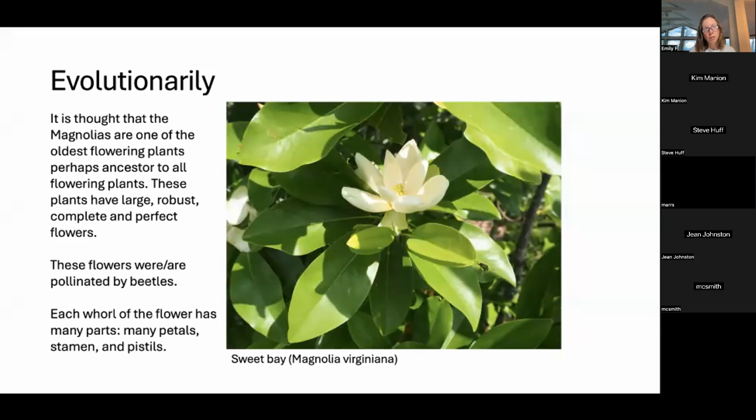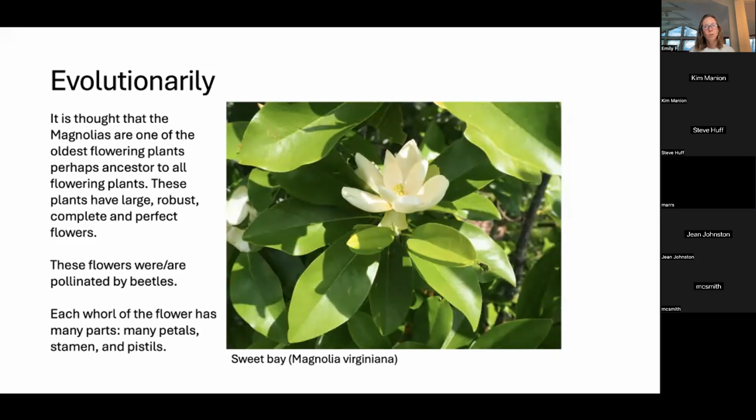There were only beetles for pollination. We did not have a lot of insect diversity at that time. So that's why our magnolias are so big. They're big and bowl shaped so that they can have a beetle land in them, walk around, move things where they need to go, and then move to another flower and do the same thing. And because this flower is evolutionarily one of the oldest, it has many, many of everything. So there's lots of petals on this flower. There's lots of anthers and filaments on this flower, and there's tons of pistils all together.